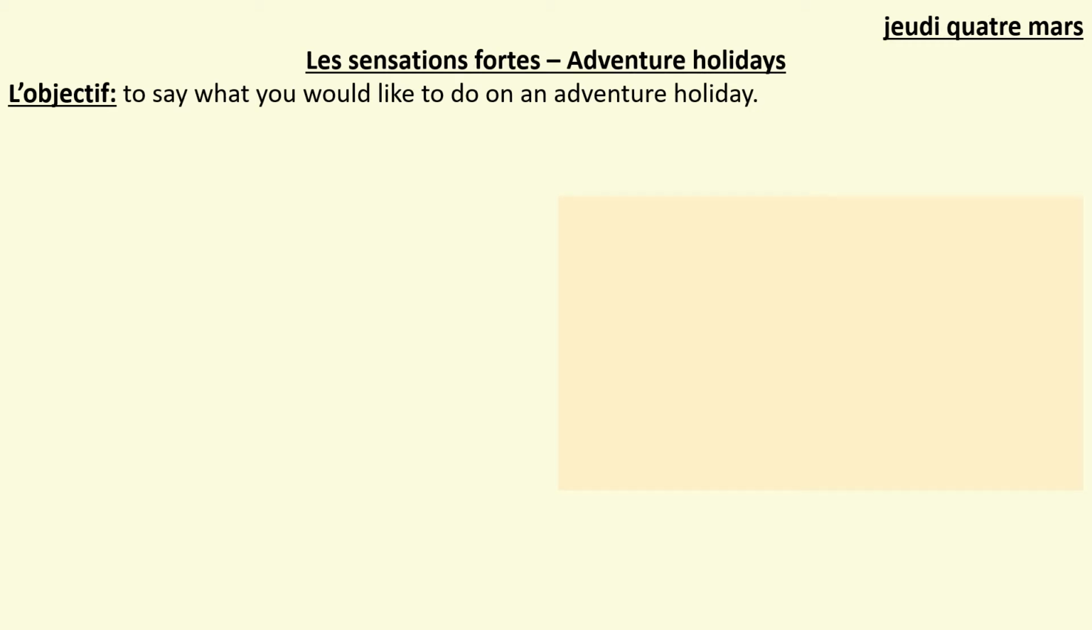Okay, as always, copier la date. Write the date in French. This is on class charts. Write down the title in French and in English, Les Sensations Fortes, Adventure Holidays. And write down the objective, l'objectif, to say what you would like to do on an adventure holiday. Pause to do that now, press play to go on.